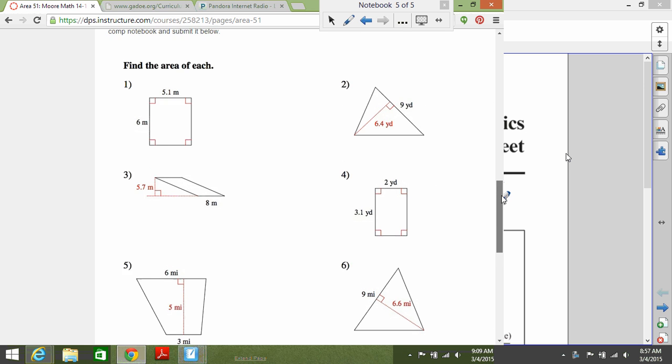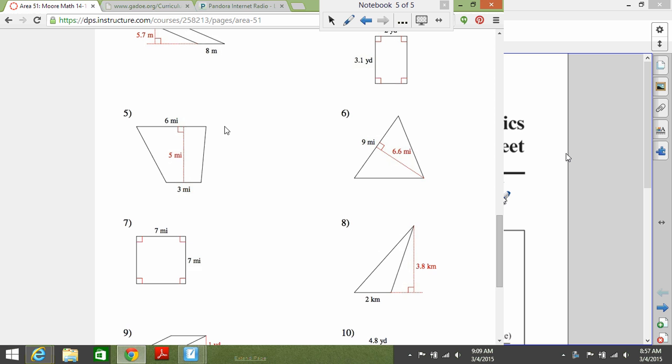Okay, number 5. What shape is number 5? It's a trapezoid. Okay, this is the one that has that long formula. All right, what's the formula? A equals 1/2 of base 1 plus base 2 times height. Okay, there's our formula.